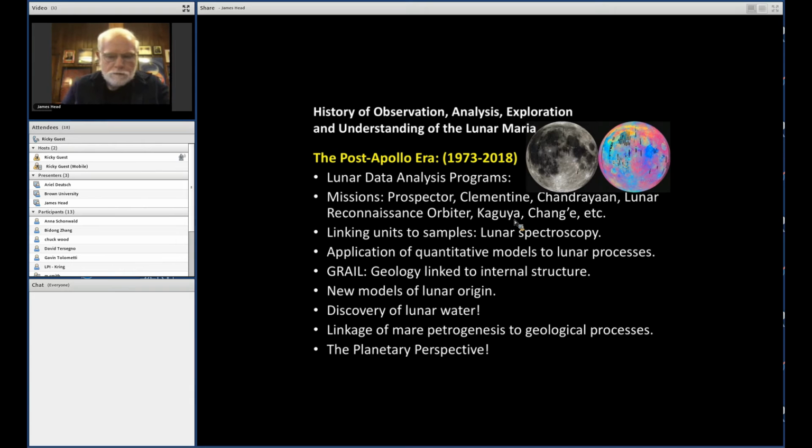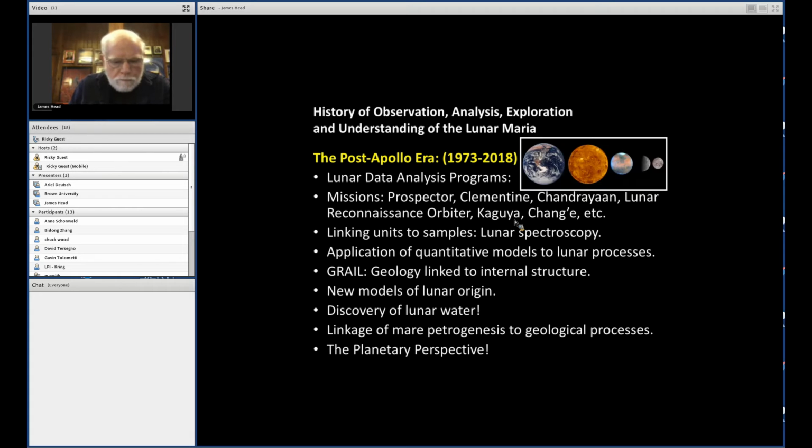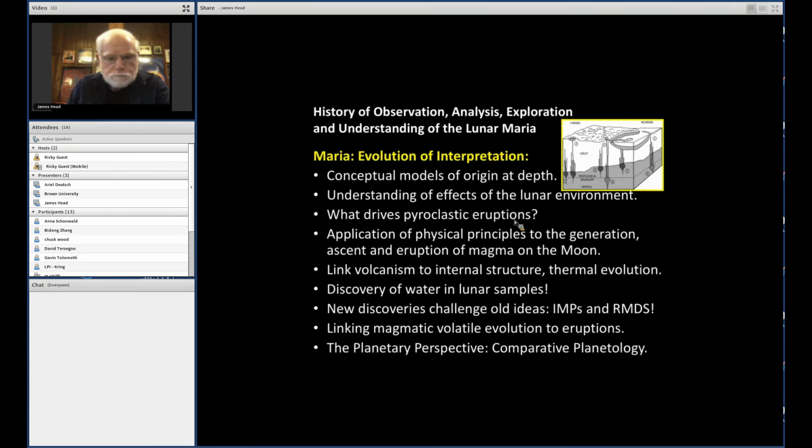We had a whole bunch of new models of lunar origin that Robin Canup pointed out in a previous lecture, and of course, the discovery of lunar water by Eric Hauri, Alberto Saal and their colleagues was just fundamental. It changed our complete way of thinking about the origin and evolution of magma on the Moon. And then, of course, the linking of mare petrogenesis to geological processes. This is something that's happened as well. And equally important has been the planetary perspective. It isn't just about the Moon and the Earth now. We have other planetary bodies which we can compare. We can compare the origin and evolution of magma and the origin of secondary crusts.